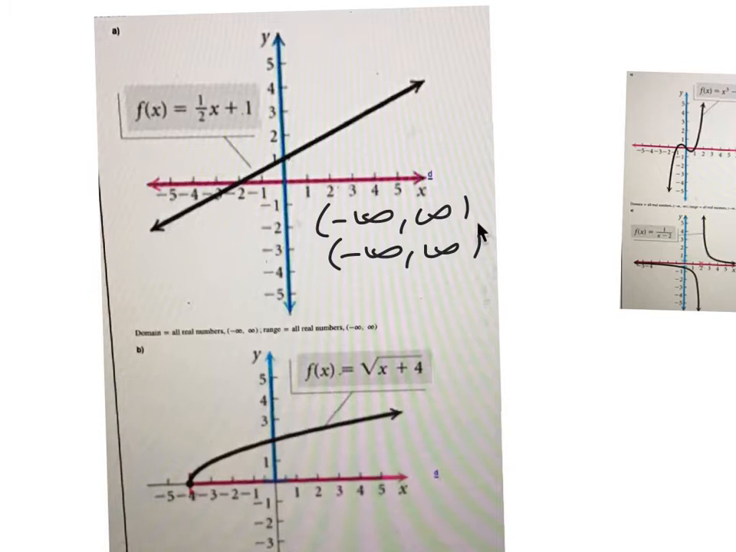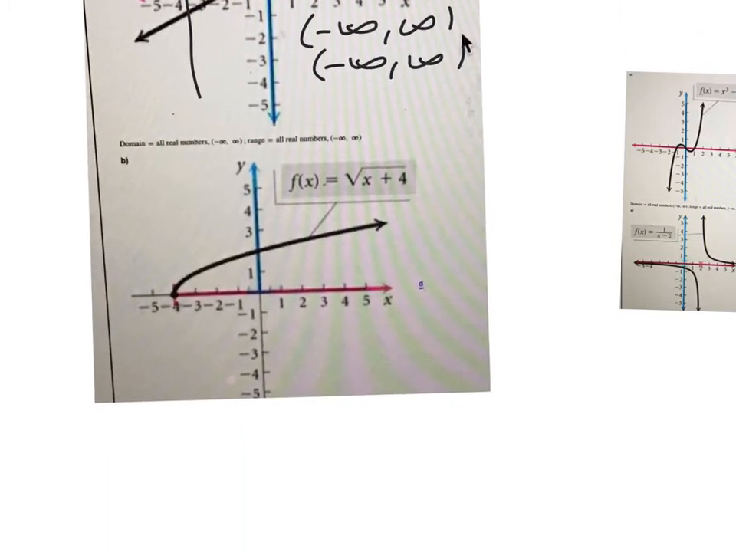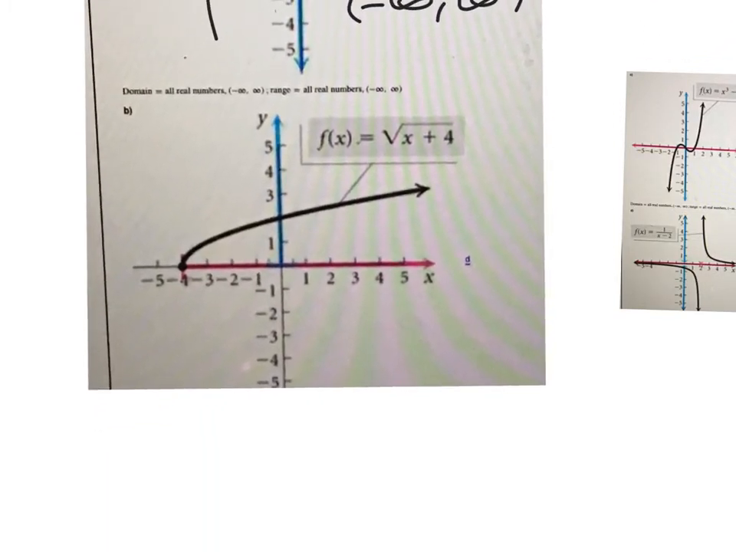Let's look at the second one down here below this picture. Now this one, the domain is going from, it starts at -4 and it actually touches -4. So I'm gonna put a bracket and it goes forever to the right. Remember, domain is how far it's going left to right. So that's your domain. Your range is how far your graph's going up and down, and it's your y coordinates.